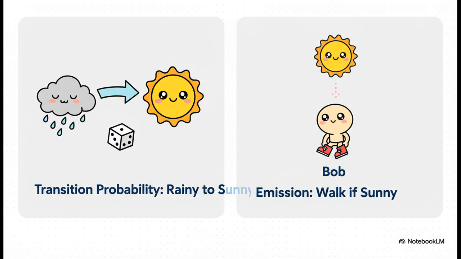Then we have emission probabilities. This is the link between the hidden and the visible. So if we know it's a sunny day, what's the chance Bob emits the observation went for a walk?